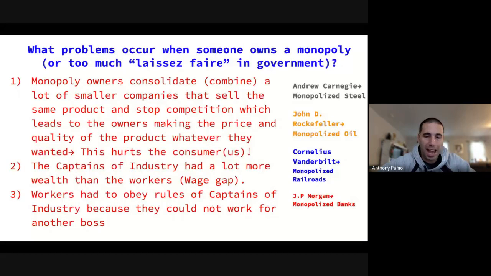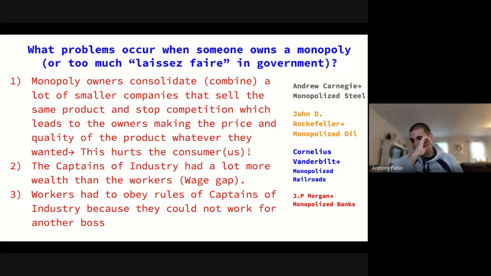All right, so workers had to obey the rules of the captains of industry. They had to obey the pay. They did not have the opportunity to just quit and go to another job like maybe I would, because I can go work at another school for another principal and be happy. You can't go work at another oil industry because you're just going to be working for the same boss. All right, so this led to a lot of workers obeying the rules, even if the rules weren't exactly fair.